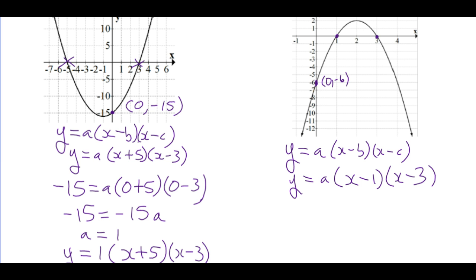Just think of it as they have the opposite signs. That's all. So if the zero is 1, I need to write x minus 1, because then I put a 1 in there and I'll get a 0. If I put a 3 in, I'll get a 0, good. Okay, let's put this in, so negative 6.